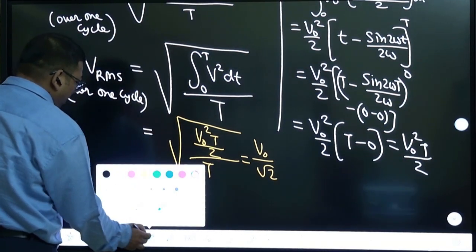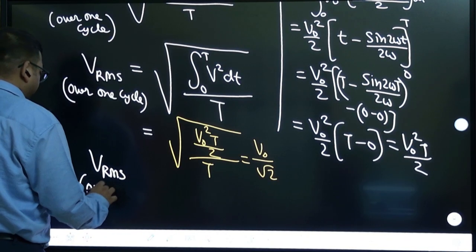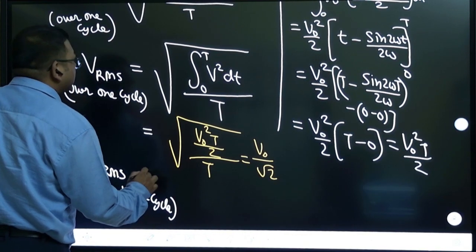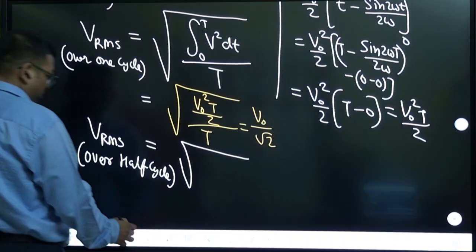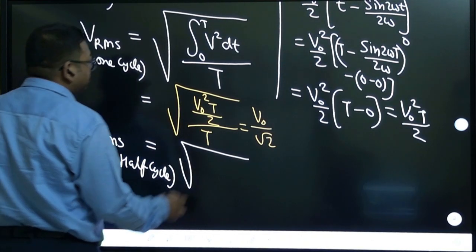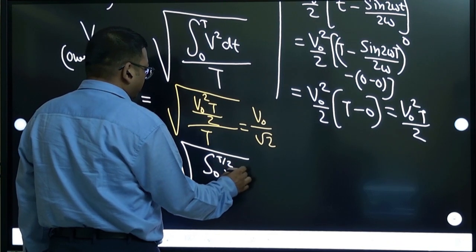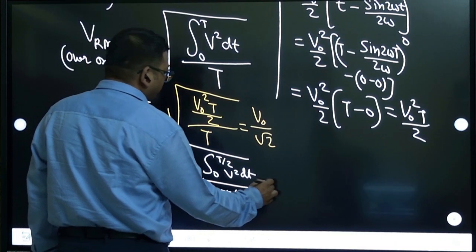So let us also calculate RMS over half cycle. Same result will come or different result? What do you think? Same result or different result? The integral is from 0 to T by 2 of v square dt, and the time over half cycle means T by 2.